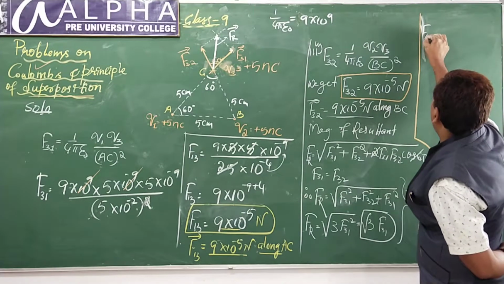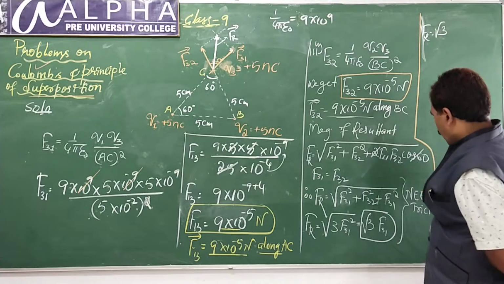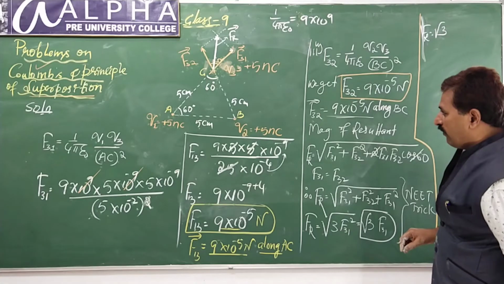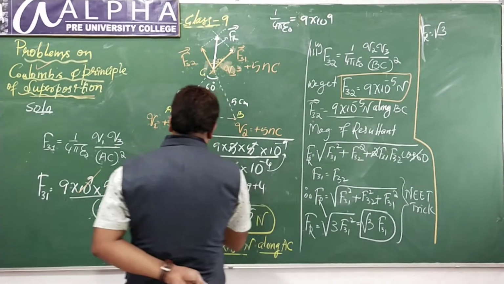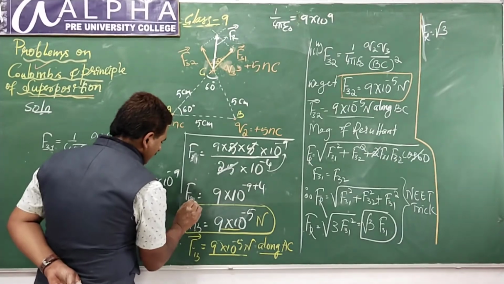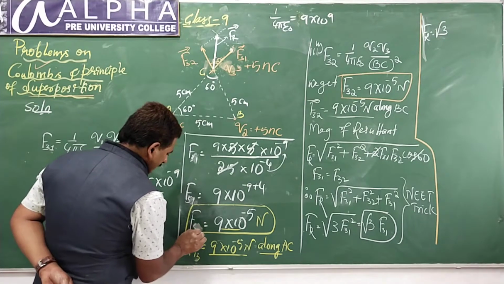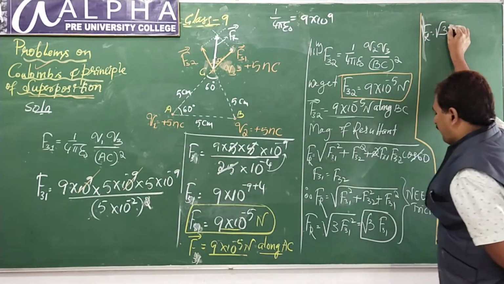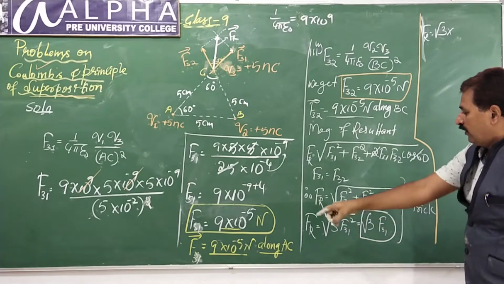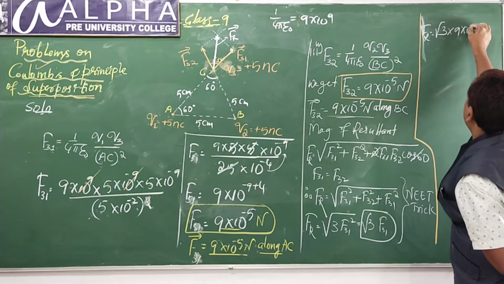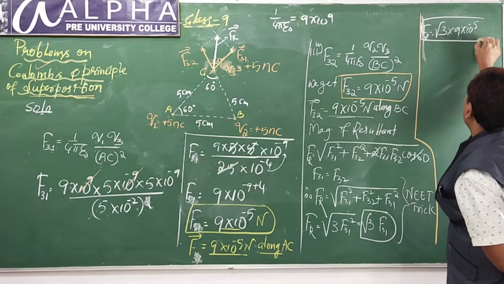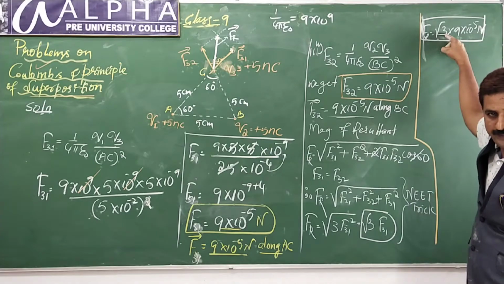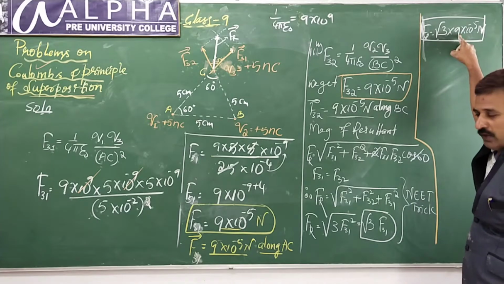Now, the value of FR equals root 3 times F31. We have found that already. I have to write F31, not F13, it is F31, force on 3 by 1. Sometimes there are mistakes like this, we have to correct. F32. What is F31? F31 is 9 × 10 raised to the power minus 5. We can write the answer like this, keep it as it is, or else you multiply root 3, 1.732 times 9, you can do it, no problem.